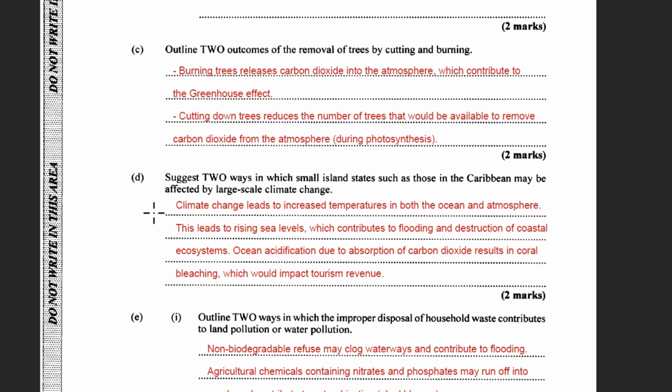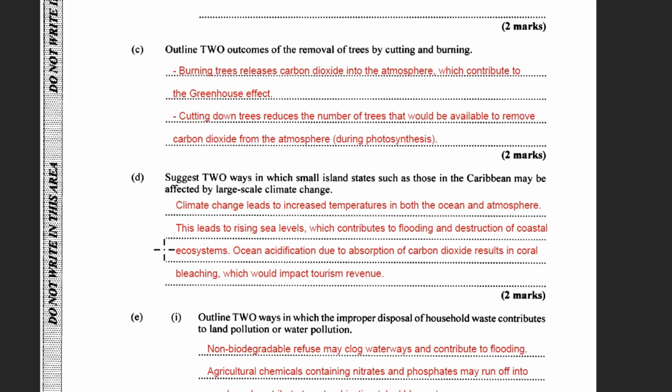Climate change leads to increased temperatures in both the ocean and atmosphere. This leads to rising sea levels, which contributes to flooding and the destruction of coastal ecosystems. You also have haphazard weather patterns. You have an increase in hurricanes, for example. Of course, all of that could lead to devastation of the economy of small island states, not just lives lost.